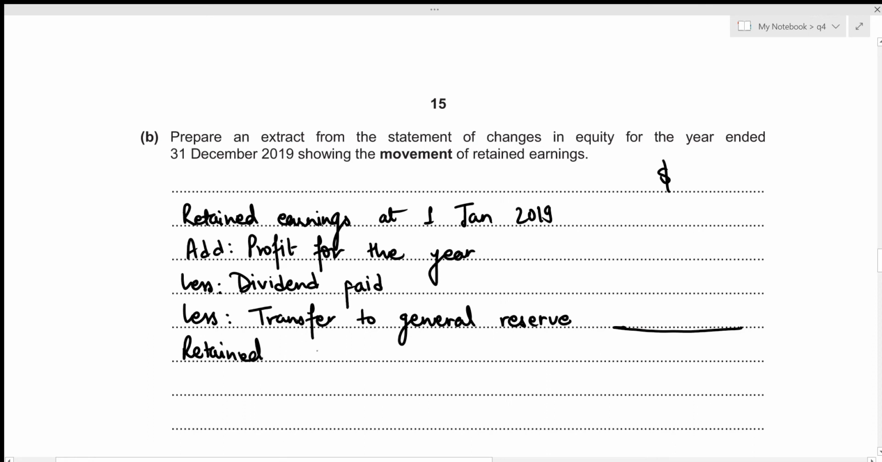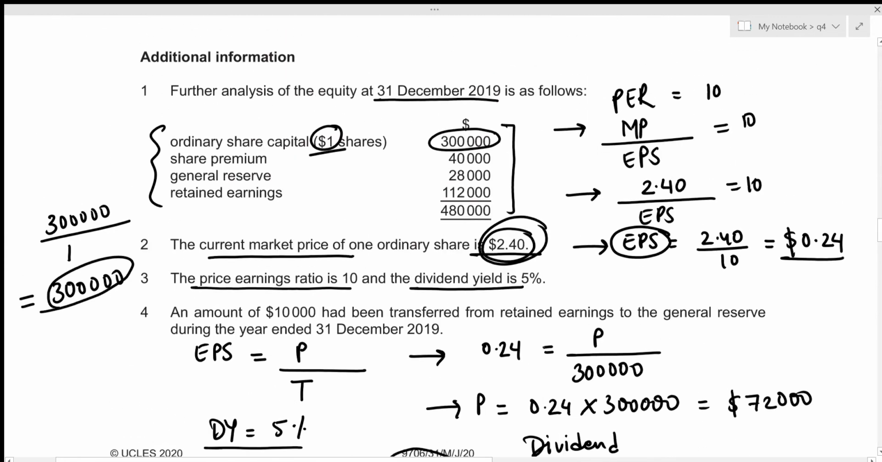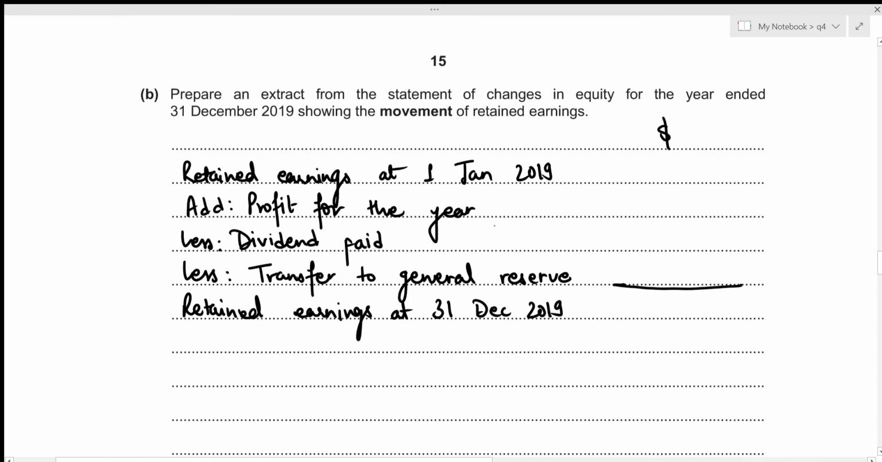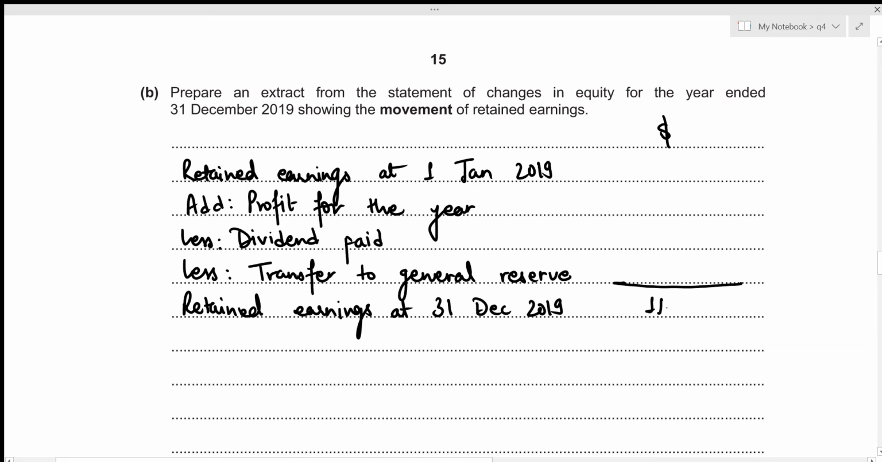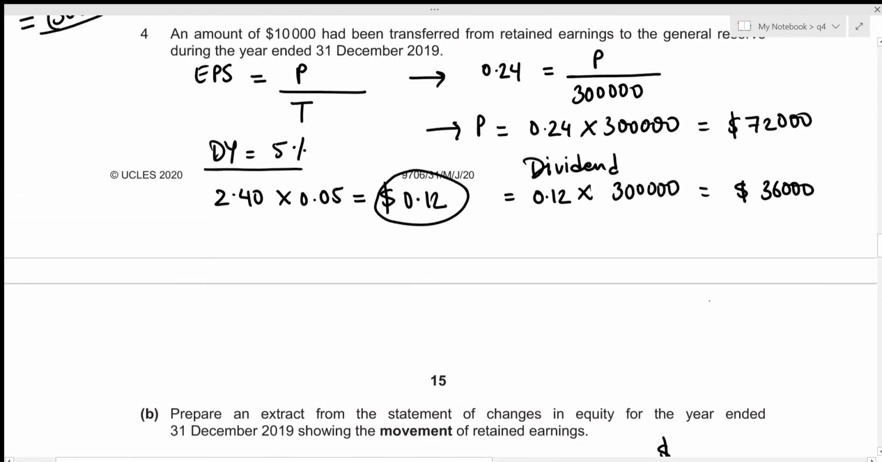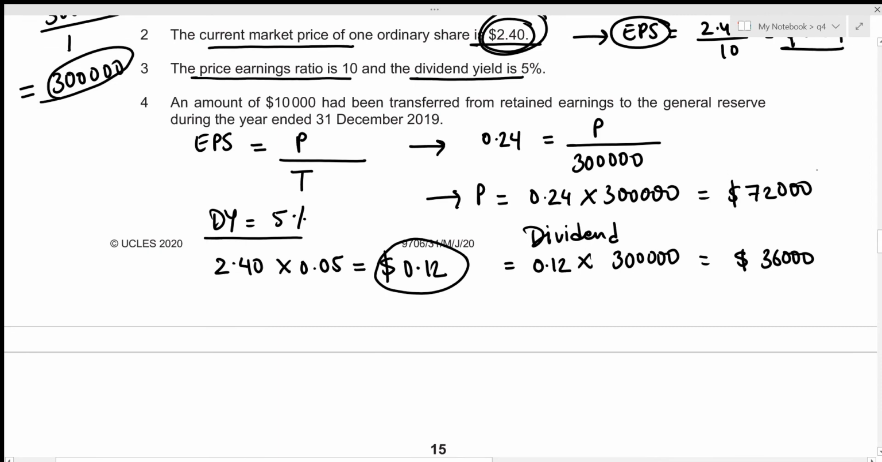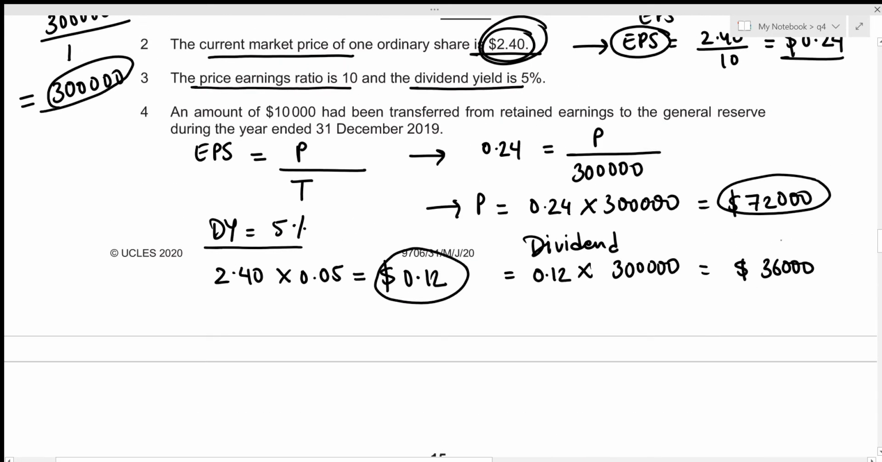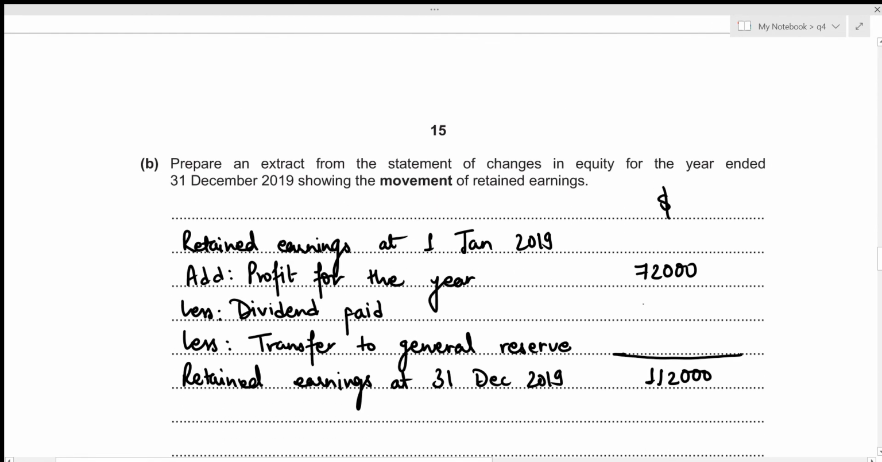So that would be retained earnings at 31st December 2019. So let's have a look above. We are given the balances at 31st December 2019, and we can see that the retained earnings are the value of 112,000. So let's record this as our closing balance. So that's 112,000. Alright, then we figured out our profit for the year right here, and it was 72,000. Let's record it as well. We are adding the profit. Then we also figured out our dividends paid, which is 36,000, and we need to subtract this dividend. So that's 36,000 in a bracket.